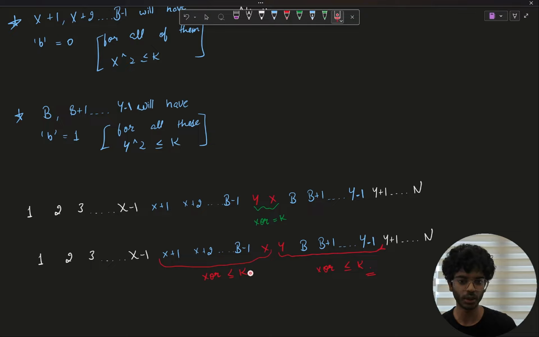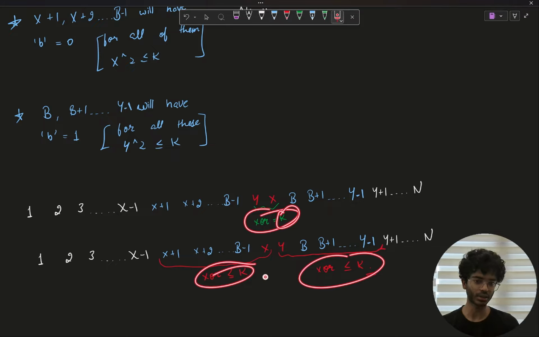And because these two conditions are satisfied, there exists at least one pair such that the XOR is k. And for all the other pairs, the XOR is less than or equal to k, and we are able to sort the array.